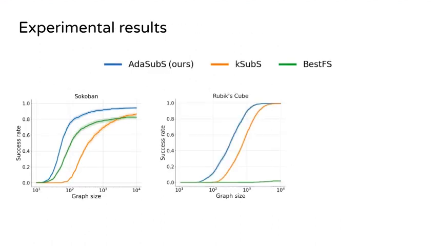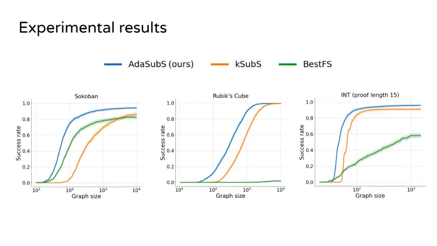Moving on to our results. Adaptive subgoal search outperforms baselines across a range of problem instances. Specifically, our approach achieved success rates of 93% in Sokoban, 99% in Rubik's Cube, and 96% in INT. In addition, we set new state-of-the-art results on the hardest problem, INT, which involves proving inequalities.